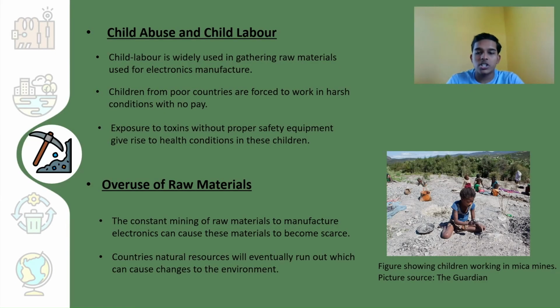Secondly, child abuse and child labor is frequently related to the electronics industry. This is another social problem where children from poor countries are forced to work in harsh conditions. These children are exposed to toxins which give rise to health conditions. An example of this can be seen in the mica mining workforce of countries such as India and Madagascar. Manufacture of electronics can also damage the environment. The constant mining of raw materials can deplete the natural resources of countries.